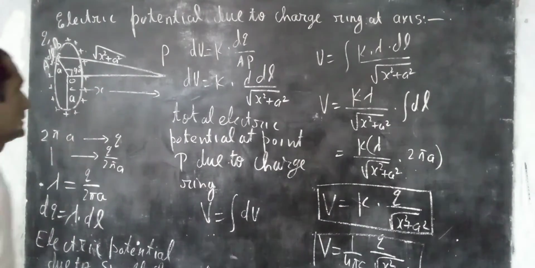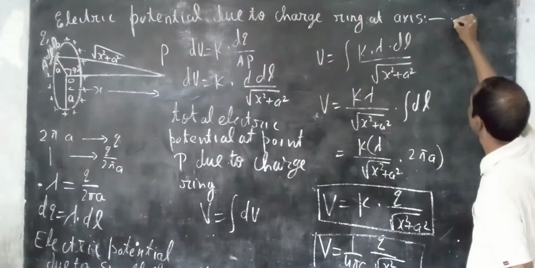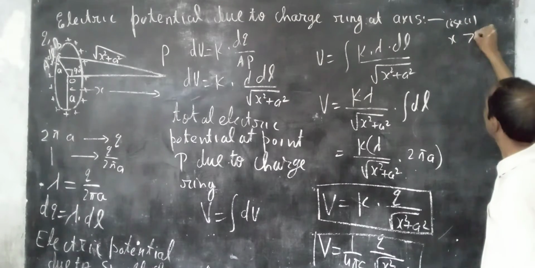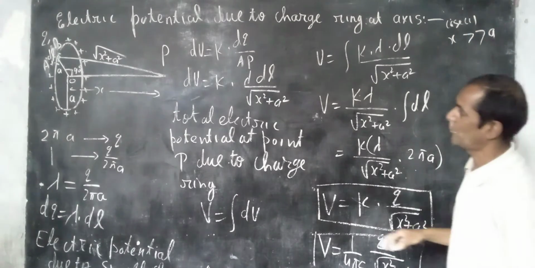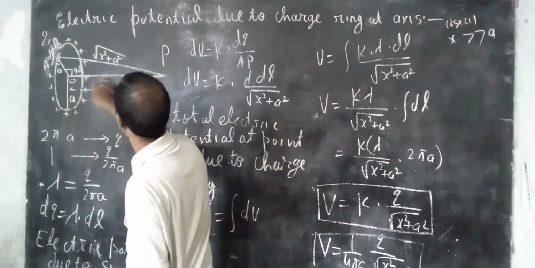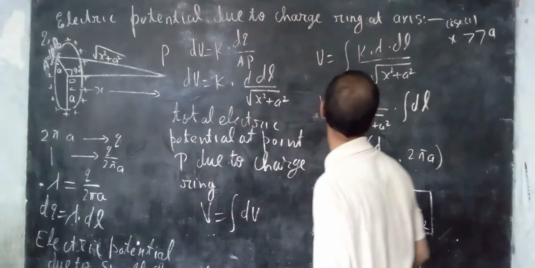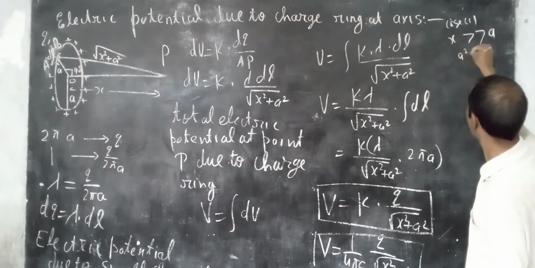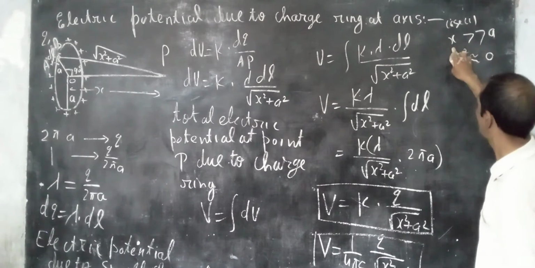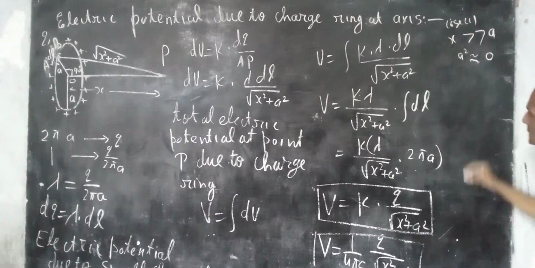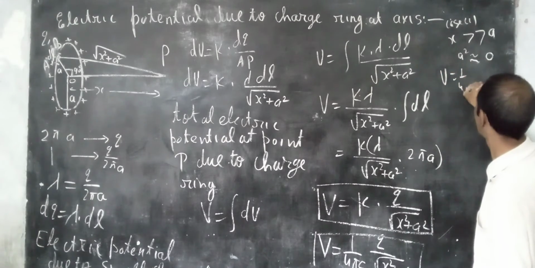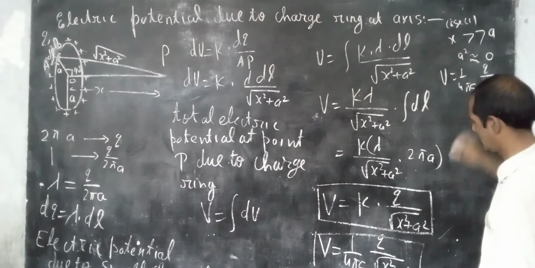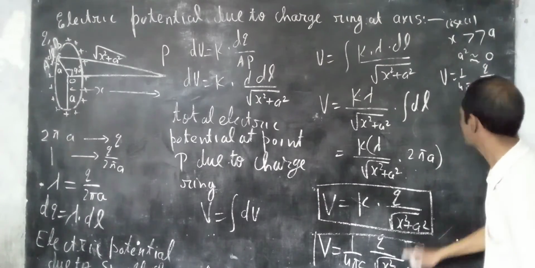So now apply the first case: x is greater than a. The distance of the point is very large in comparison to the radius. Then a square becomes negligible in comparison to x square. So V is equal to 1 upon 4 pi epsilon naught q upon root of x square.